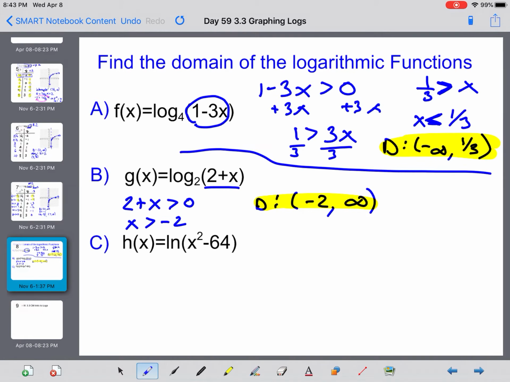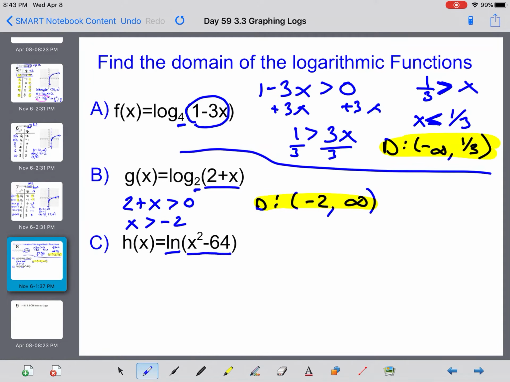Now, C by far is going to be the trickiest. It makes no difference that this is natural log. That is not what makes this tricky. Notice here, I didn't care that this was log base 4 or log base 2. I essentially ignored it because it doesn't matter. It can be log base anything. I just care about what the argument is and making sure it's greater than 0. So I don't care that this is natural log. That's not what makes this tricky.